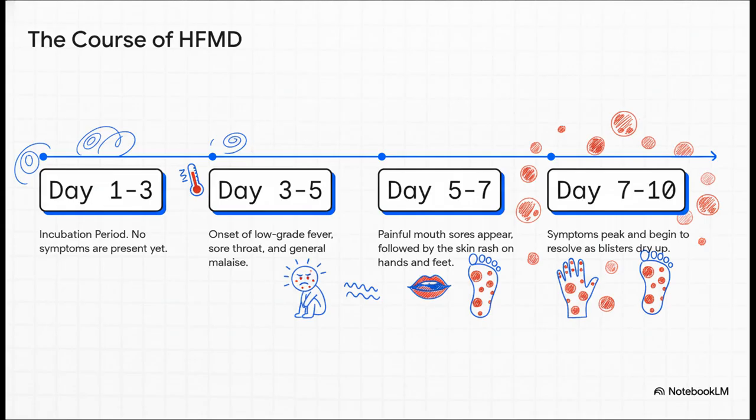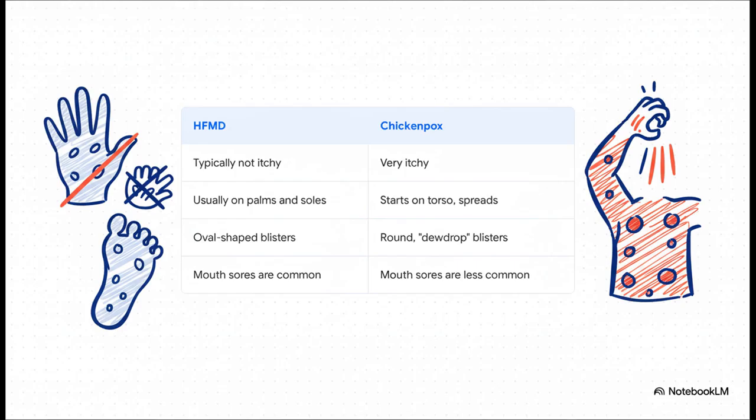A day or two later, the really tough part starts, the painful sores inside the mouth. That's called an enanthem, by the way. And right after that, the famous rash appears on the hands and feet, the exanthem. But here's the silver lining. The whole thing usually peaks and then starts getting better within about a week to 10 days. Now, a lot of people immediately ask, wait, are we sure this isn't chickenpox?